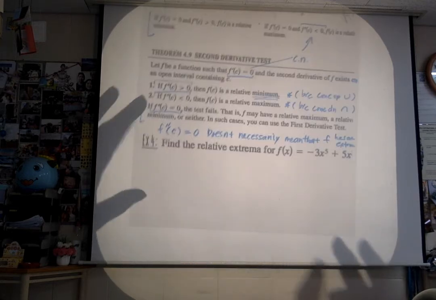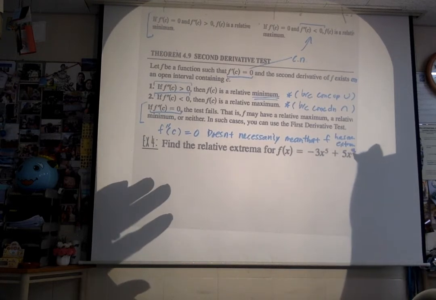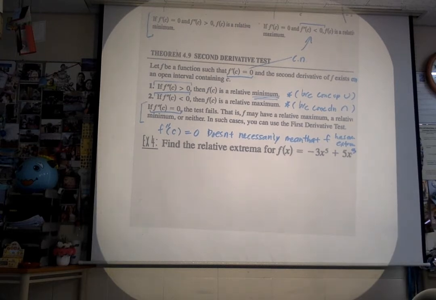All right. Find the relative extrema for this right here. And this guy, I'm sorry to have to cut this off, but it's f of x equals negative 3x to the 5th plus 5x to the cubic power, okay?